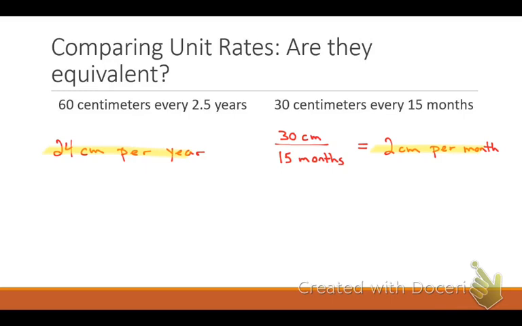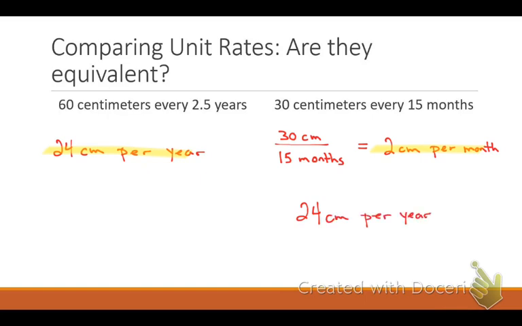So in this part of the lesson, I told you it does not matter which one you convert. If it's 24 centimeters per year, what could I do to figure out how many per month? If I know it's per year, I could divide by 12 to figure out per month. Or what I did was, if it's 2 centimeters per month on the second one, what could I do to figure out how much per year on the second one? I could multiply it by 12.